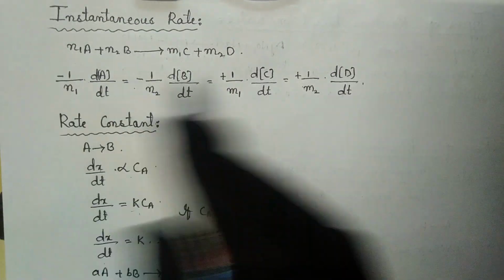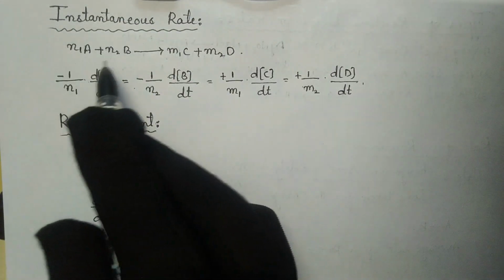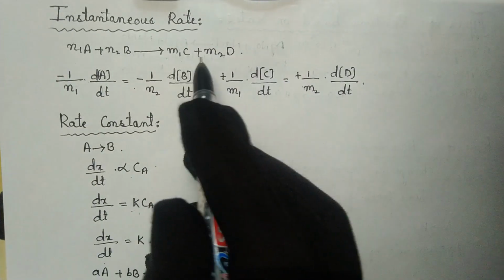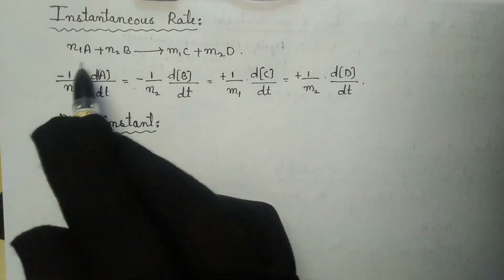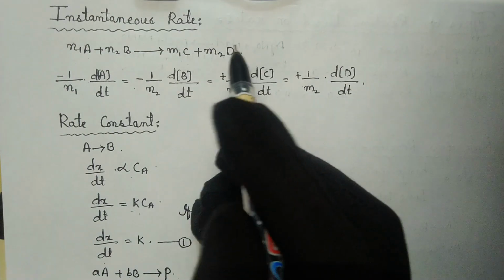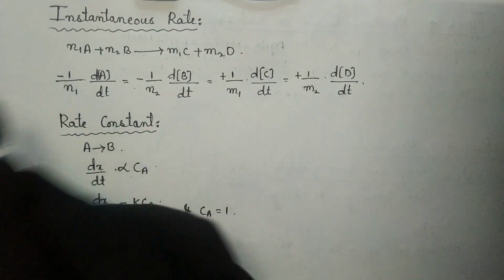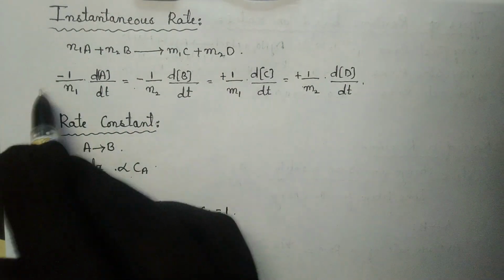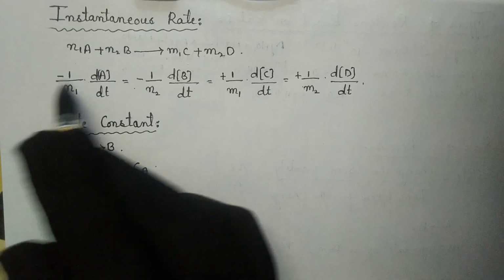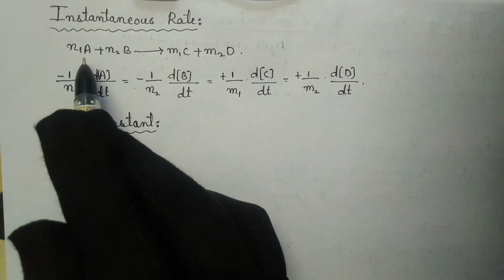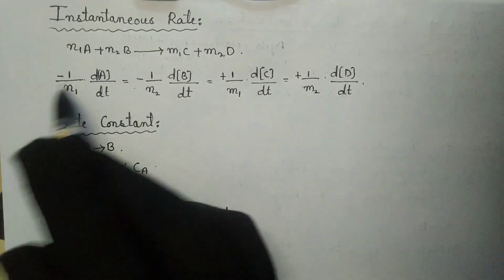So let us take the same example for this also. N1 moles of A plus N2 moles of B gives rise to M1 moles of C plus M2 moles of D. A and B are reactants, C and D are products. So same, we have to write minus 1 by n1. Why we are writing minus here? Because we are writing a rate in terms of concentration of reactant.